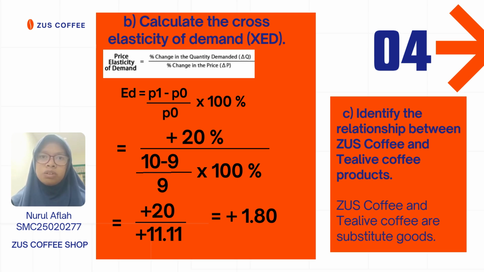Now, the answer for question C. Identify the relationship between Zeus Coffee and Tea Life Coffee products. Zeus Coffee and Tea Life Coffee products are substitute goods. When the price of Zeus Coffee rises, consumers substitute their habit by switching to Tea Life. A high XED of positive 1.80 identifies them as strong substitutes, meaning consumers are highly price sensitive. This insight helps brands price more strategically against rivals.